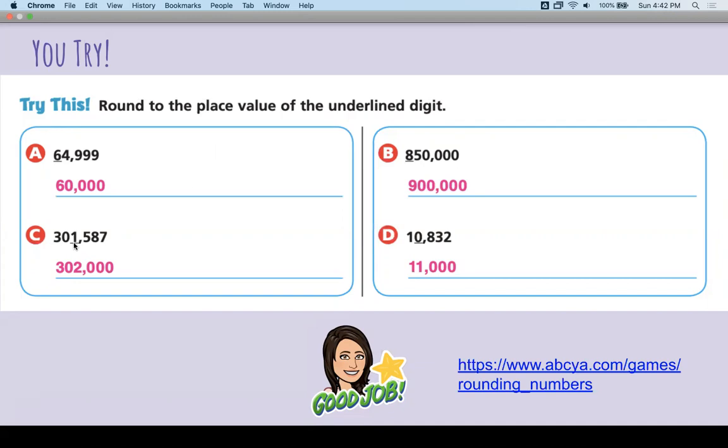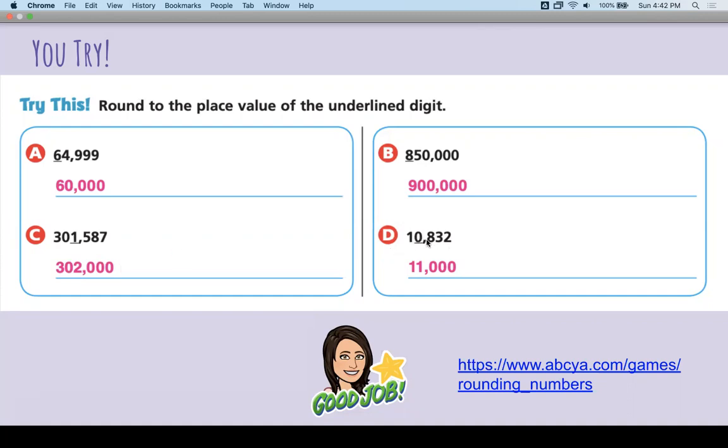In this one, the 1 is underlined. The 5 tells the 1 what to do, and it's 5 and above, so we're going to give the 1 a shove up to 2, and everything after became a 0. And, of course, I kept the 2 digits that were in front of it. We don't just get rid of those.